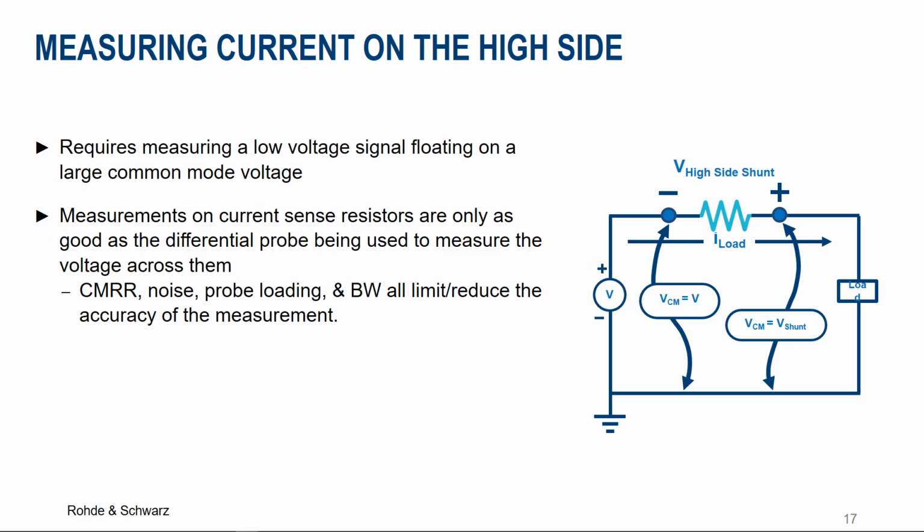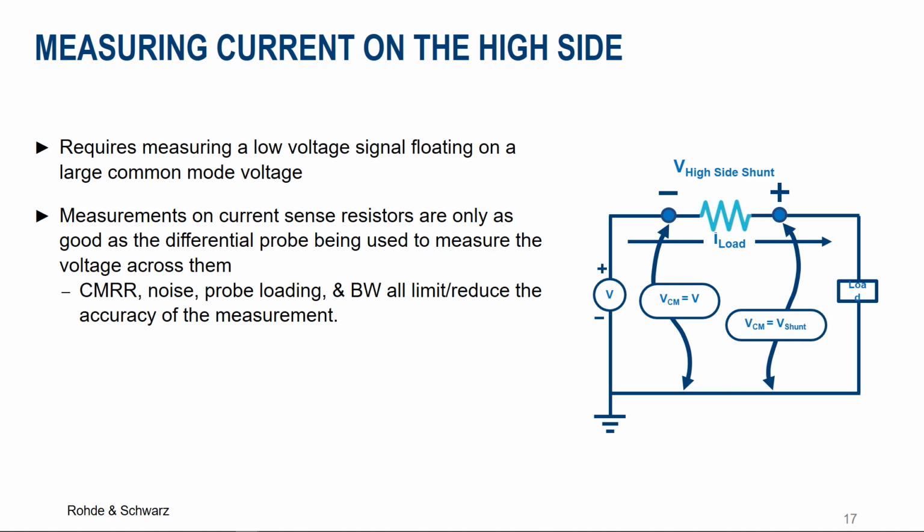The current is a calculated value by taking the measured value of the voltage drop across the sense resistor and dividing it by the known resistance. The primary challenge of using a sense resistor at the high side is measuring up to hundreds of millivolts of differential voltage across the resistor riding on top of the hundreds or even thousands of volts of common mode voltage. Getting the differential voltage out of the noise at DC and low frequencies is typically possible with the differential probe.